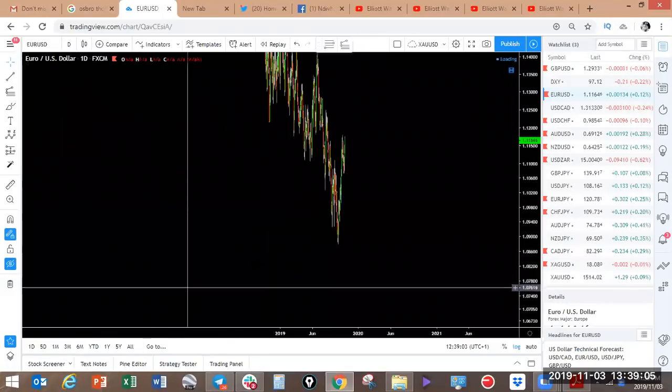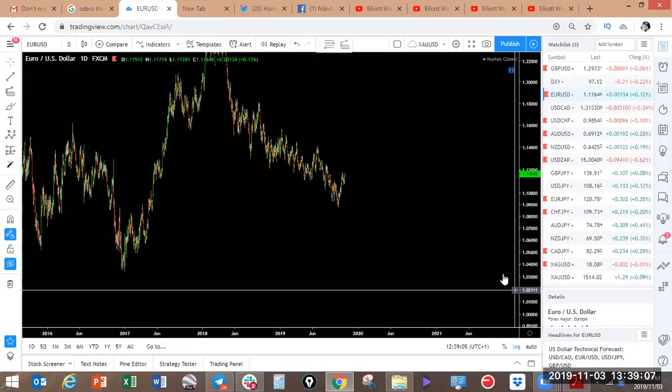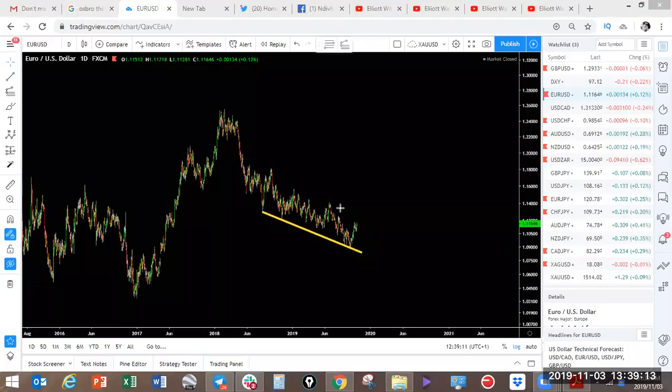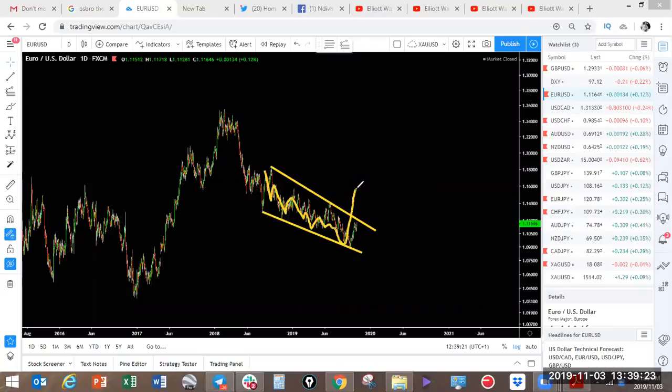What have we been looking at on Euro US dollar for the last 400 days? For the last 400 days on Euro US dollar, I've been looking at this diagonal. We've been looking at this diagonal from June of 2017. That's when the diagonal started. We've been looking for Euro US dollar to get out of this diagonal and give us a corrective structure that will get into the 50% of this move, 50 to 61% of this move.